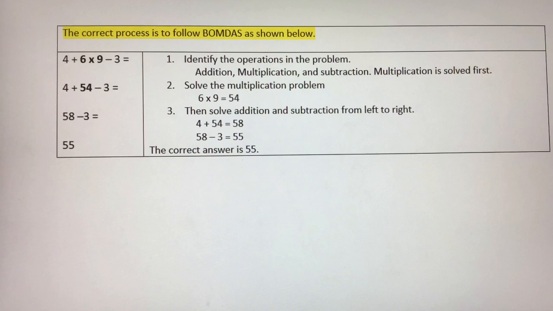Now that we've solved the multiplication problem, we can move on to addition and subtraction. In this problem, because addition comes before subtraction, because it's on the left, we solve that first. So 4 plus 54 equals 58. Then we move on to subtraction. So we take the 58 and minus it by 3, which equals 55. So the correct answer is actually 55.